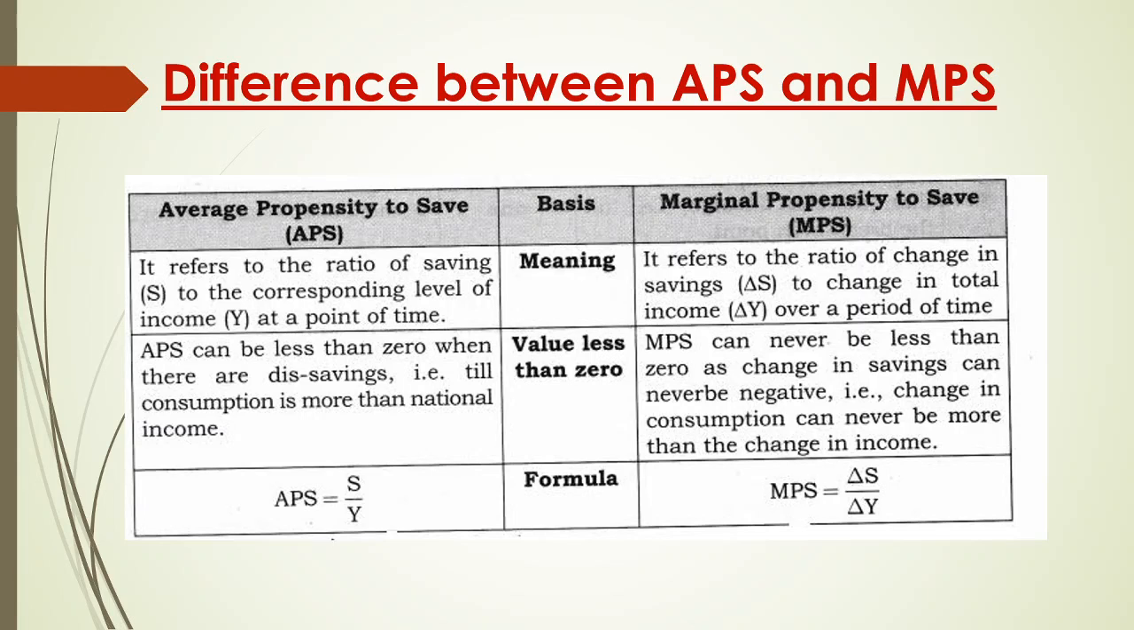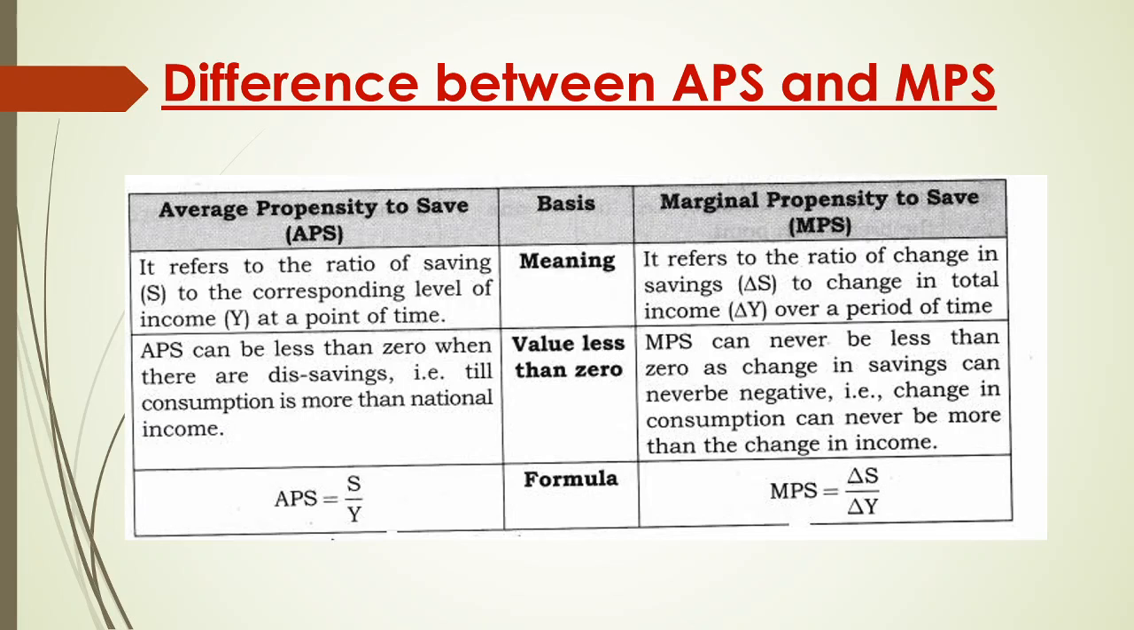Next is the difference between APS and MPS. We have prepared the difference between APS and MPS in a table. On the basis I have written here in the middle, you can write it on the left side also. On the basis of meaning, APS refers to the ratio of saving to the corresponding level of income at a point of time. MPS refers to the ratio of change in saving to change in total income over a period of time.